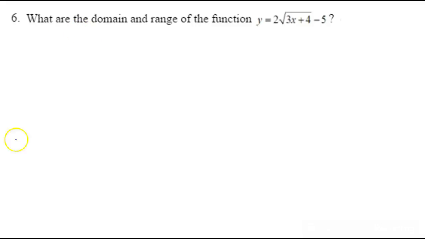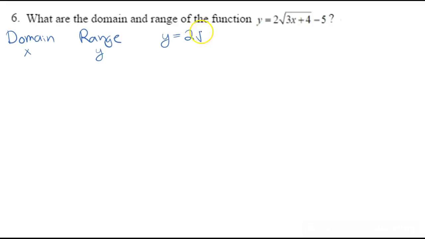For number 6, they ask us again for the domain and the range. Domain, range. It's a little bit different here. Now we're kind of adding the extra piece of range. Remember, domain comes first, so it's x values. Range comes second in the alphabet, so it's y values.